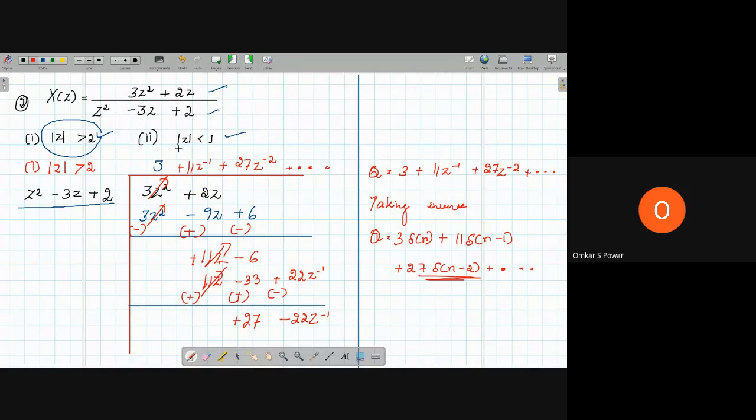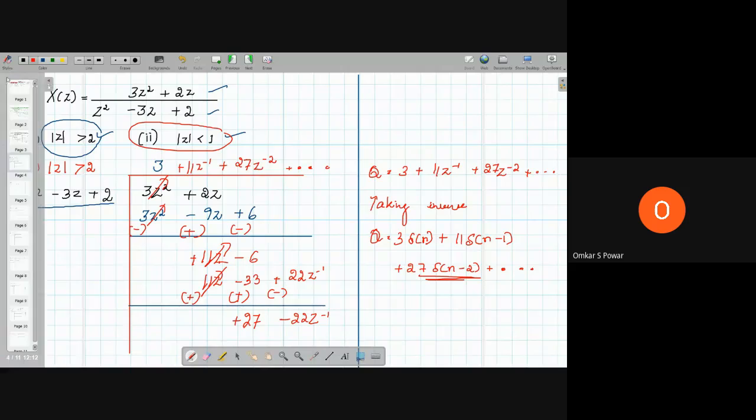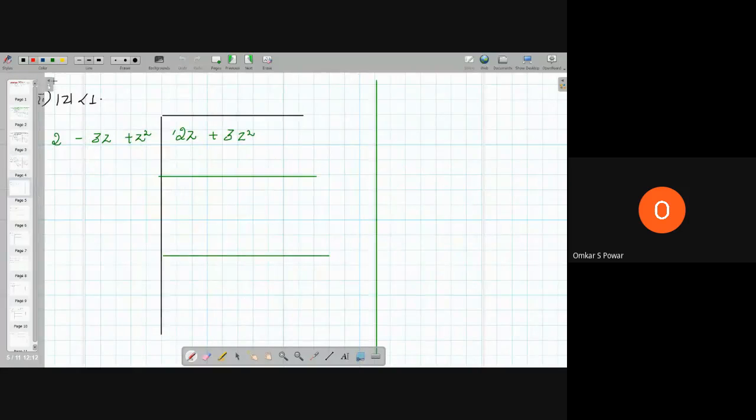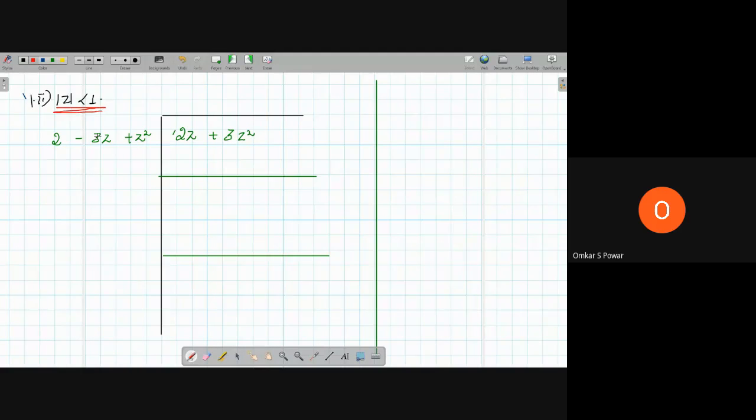For mod z lesser than 1, what we have to do? We have to write it ulta, like 2 minus 3z plus z square. Here it is 2z plus 3z square. So let us do the second condition, mod z lesser than 1. Let me go to another sheet. For mod z lesser than 1, we have to write it ulta. So it is 2 minus 3z plus z square, and here it is 2z plus 3z square.